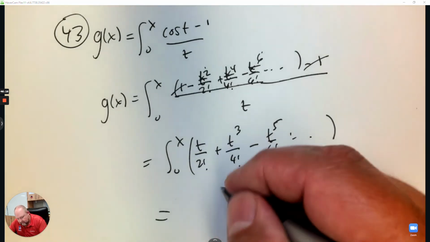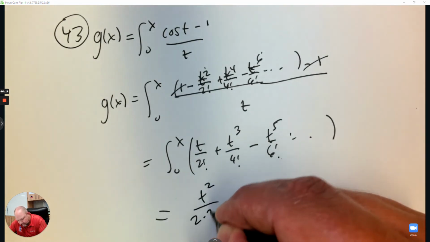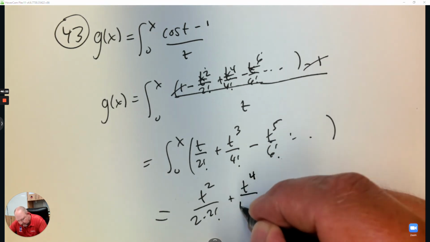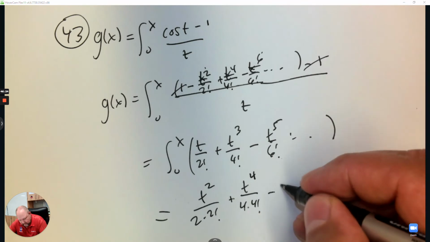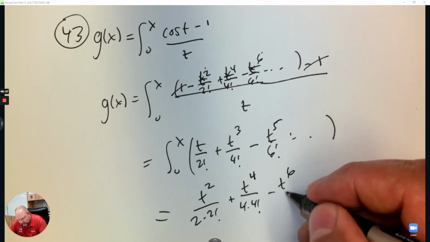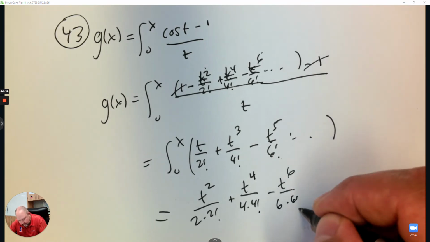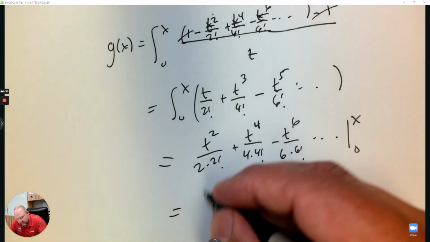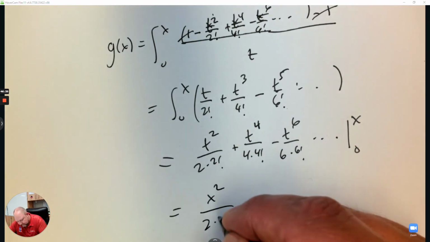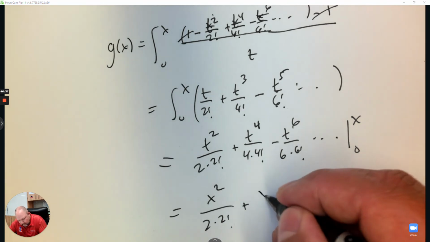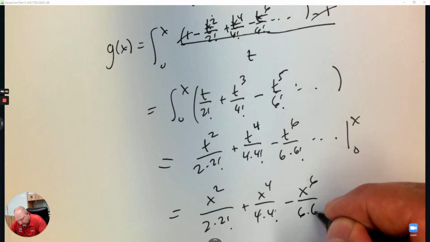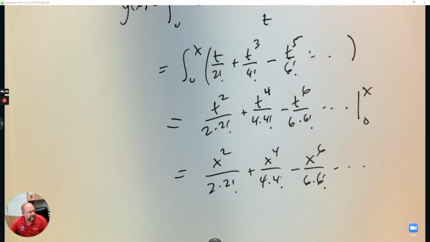Then when you integrate this, we add 1 to the exponent and divide. We add 1 to the exponent and divide. We add 1 to the exponent and divide. And that's from 0 to x. And then the last step is to plug in x. And you have it.